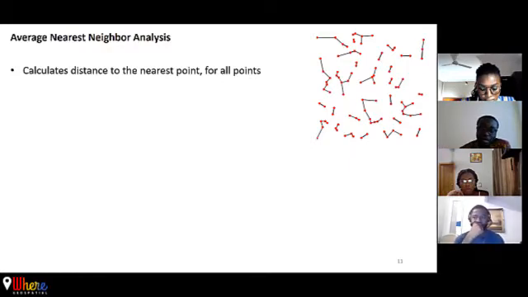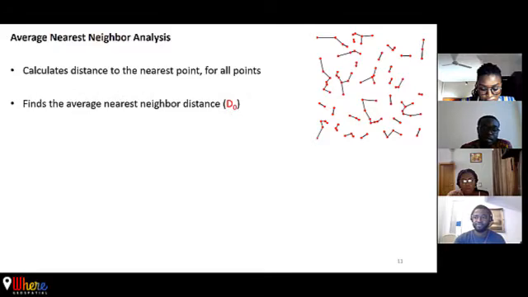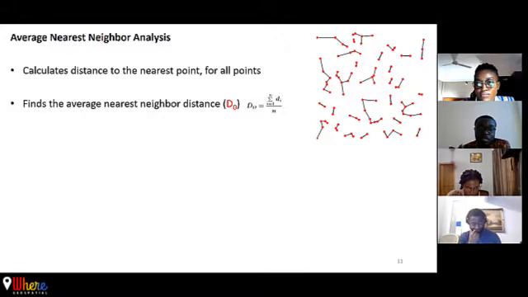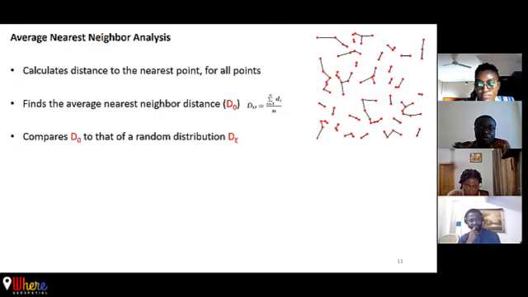So once it does that comparison, and it finds out that the observed average nearest neighbor distances are less than that of the random distribution, then we can conclude that the points that we see on the map are clustered. On my slide, you can see D naught, and D naught is the formula behind the observed average nearest neighbor distances.